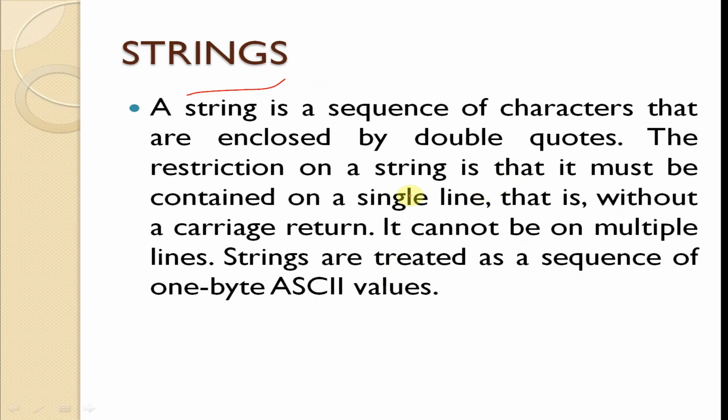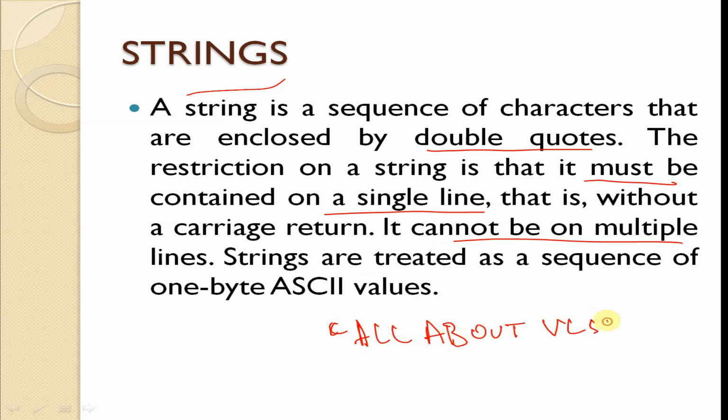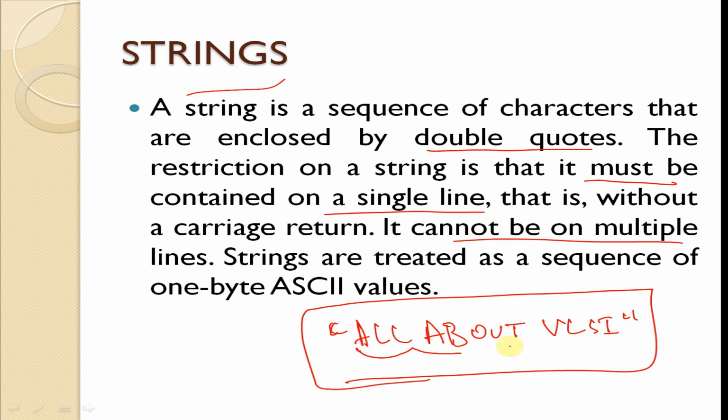And coming to strings, a string is similar to the one in the C language. A string is a sequence of characters that are enclosed by double quotes. The restriction on a string is that it must be contained on a single line, that is, without a carriage return. It cannot be on multiple lines. So for example, double quotes followed by all about VLSI. So this is a string. A string is nothing but a sequence of multiple characters.